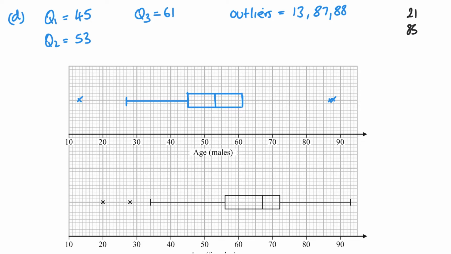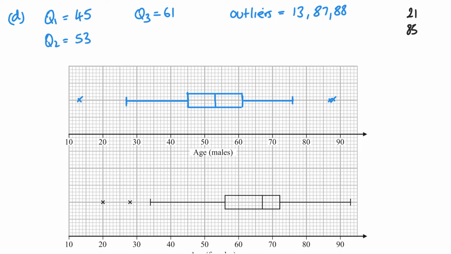And then with my upper values, 87 and 88 were outliers. 85 was the limit, but I don't have a value there. My next largest value closest to that 85 that isn't an outlier is 76. And that there is where I need to draw my line to. And that's how you do a proper box plot.